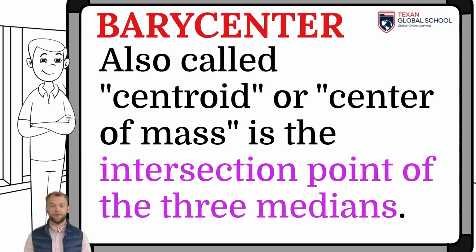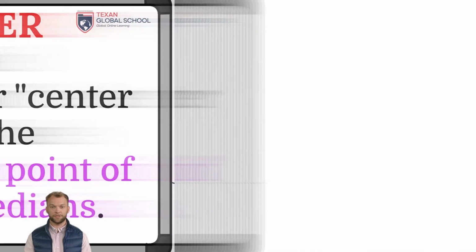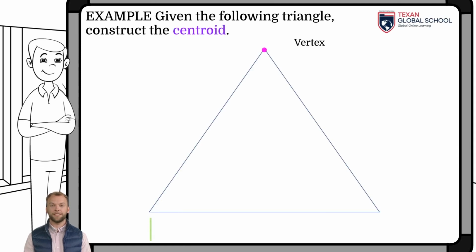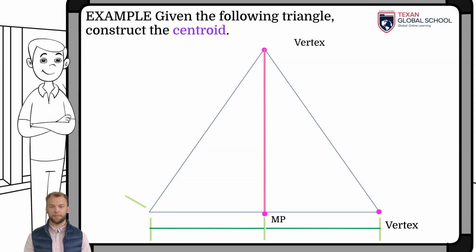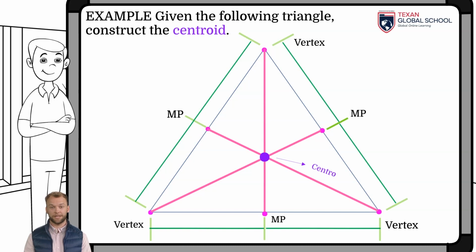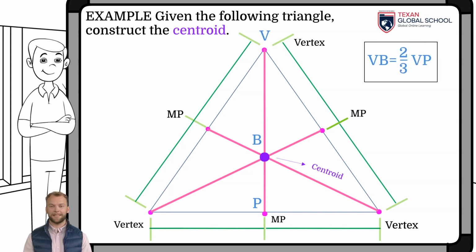Now, if we draw the 3 medians of any triangle, we will construct an intersection point called the barycenter, also called the centroid or center of mass. Using the first example, we will draw the 3 medians from each of the vertices of the triangle to the midpoints of its opposite sides. The intersection of the 3 medians is the centroid. This point of the triangle is 2/3 of the way from the vertex to the midpoint of the sides. This means that, at any median, the distance from the vertex to the centroid is twice the distance from the centroid to the midpoint.